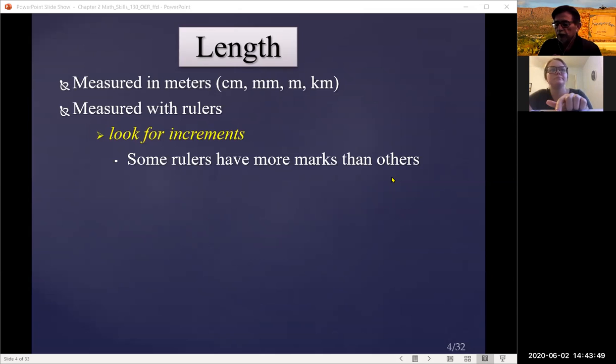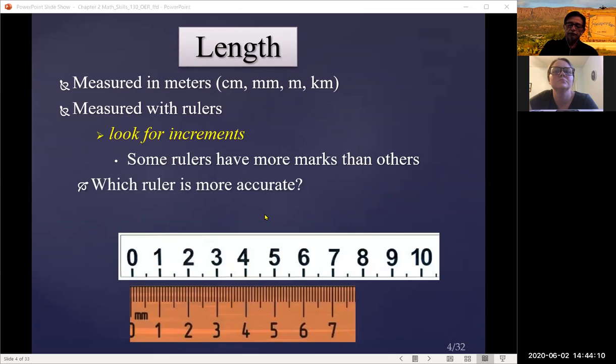With respect to length, we're going to use the units of cm, which is centimeters, mm, which is millimeters, m, which is meters, and km, which is kilometers. Okay. Now, I just mentioned how accurate the instrument we have determines how accurate we can represent our data.